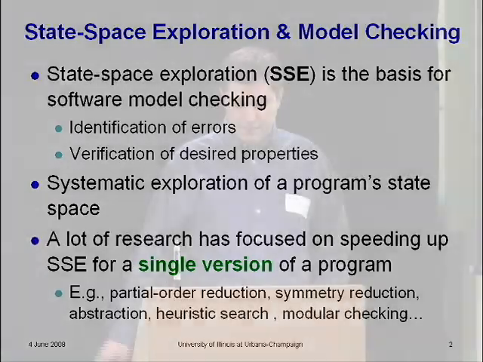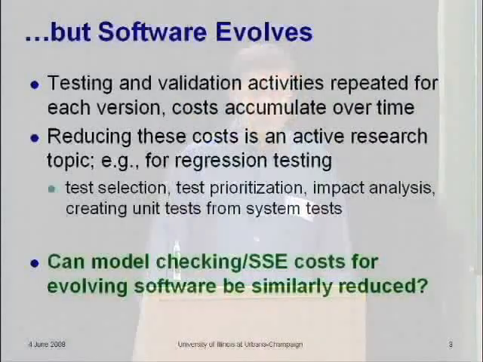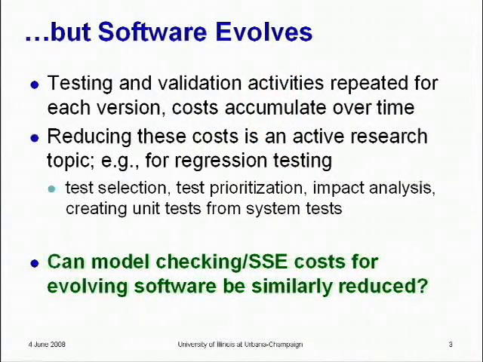And we've seen Tevfik present some work, say, on modular checking. The idea always is that you're looking at just one given version of a program and you want to test or check that version. However, in reality, software evolves. It's not that we have only one fixed version that we want to check. Software goes through various versions, and we have to repeat all these validation activities for these versions. In some sense, all these costs accumulate over time. Reducing these costs across the entire evolution is an active research topic.